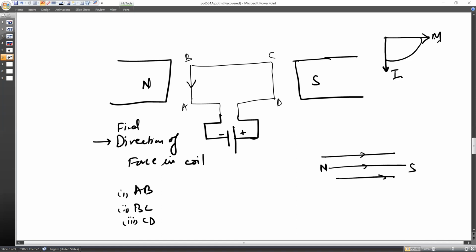The magnetic field is in this direction and the current is in this direction. Current is coming from the positive to the negative terminal, so that's why the force will be towards you. Here, in coil BC, what would be the direction of force? Sir, into the plane. No, not into the plane nor out of the plane. No force will be acting on it.